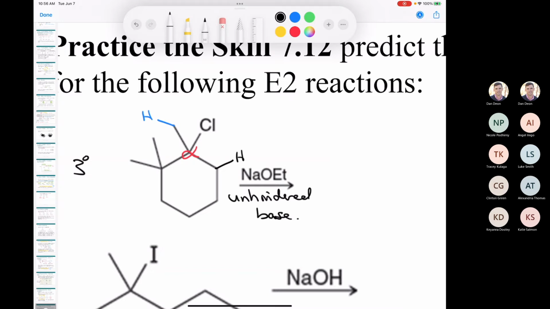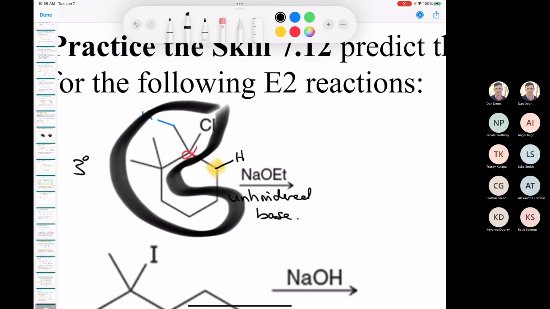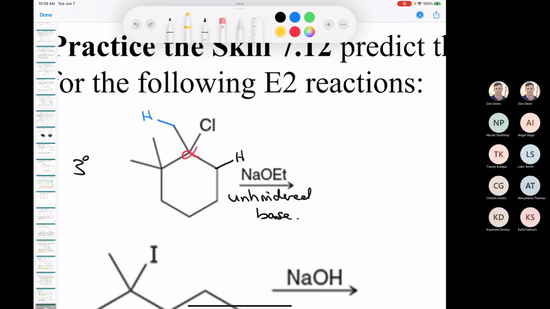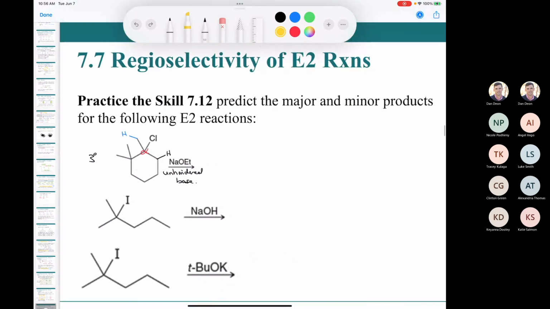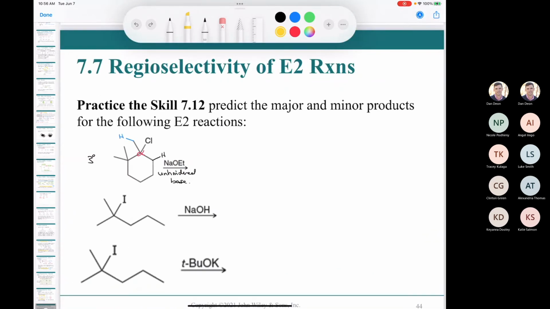hindered, right? If you look at the carbon that this black hydrogen is attached to, you kind of get all this group over here and all this group over here. Whereas if you look at this one here, it's only attached to one group. So the black one is more sterically hindered, and it's going to produce a more substituted alkene. Don't believe me? Well, let's try.